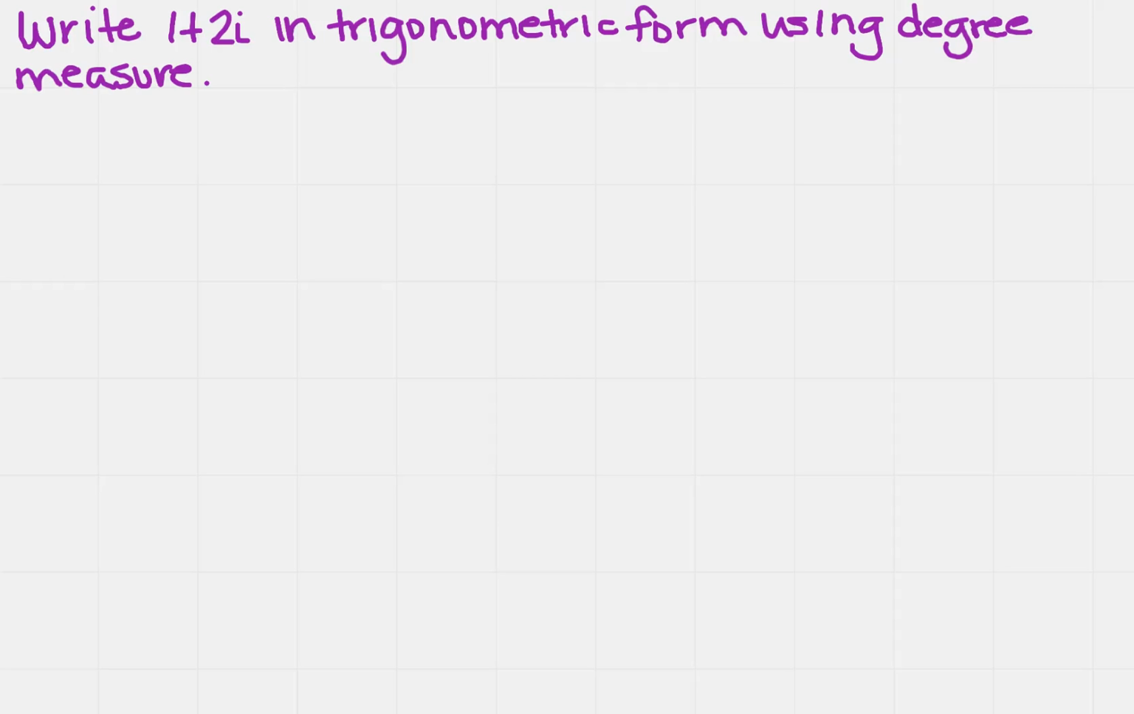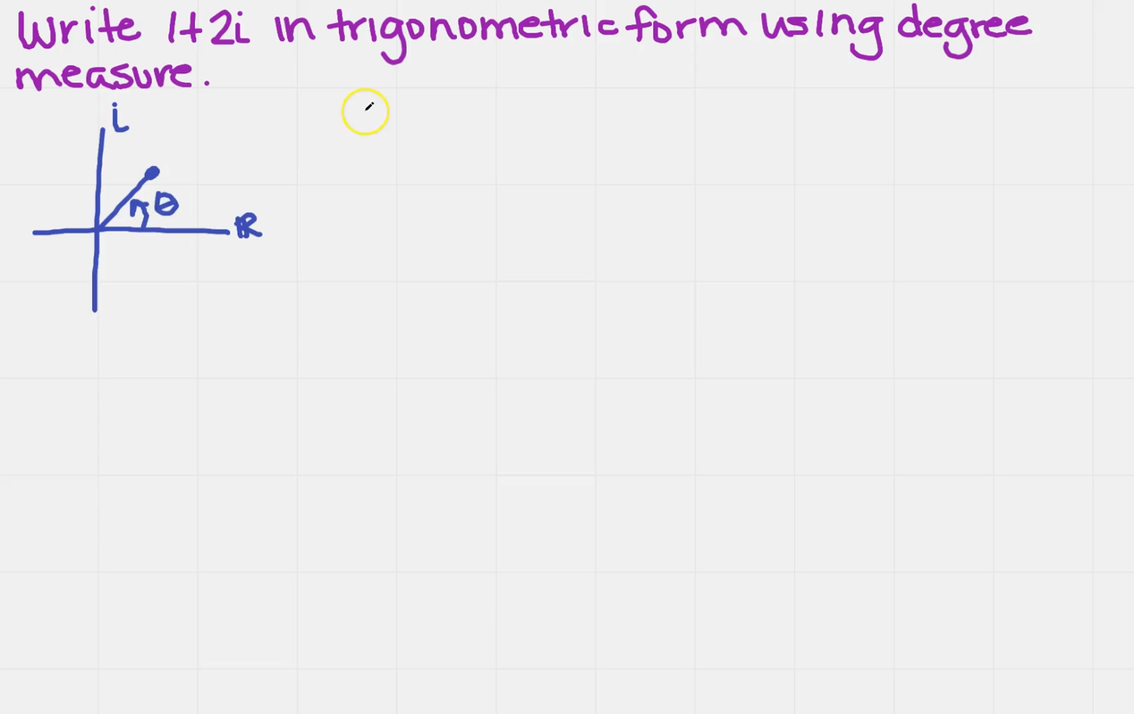Write 1 plus 2i in trigonometric form using degree measure. So what's the first thing I need to do? Well, I need to actually graph this in the complex plane. So this is now going to be i, and this is going to be your real number. And it's going to come up here at this point, and this angle is going to be theta.